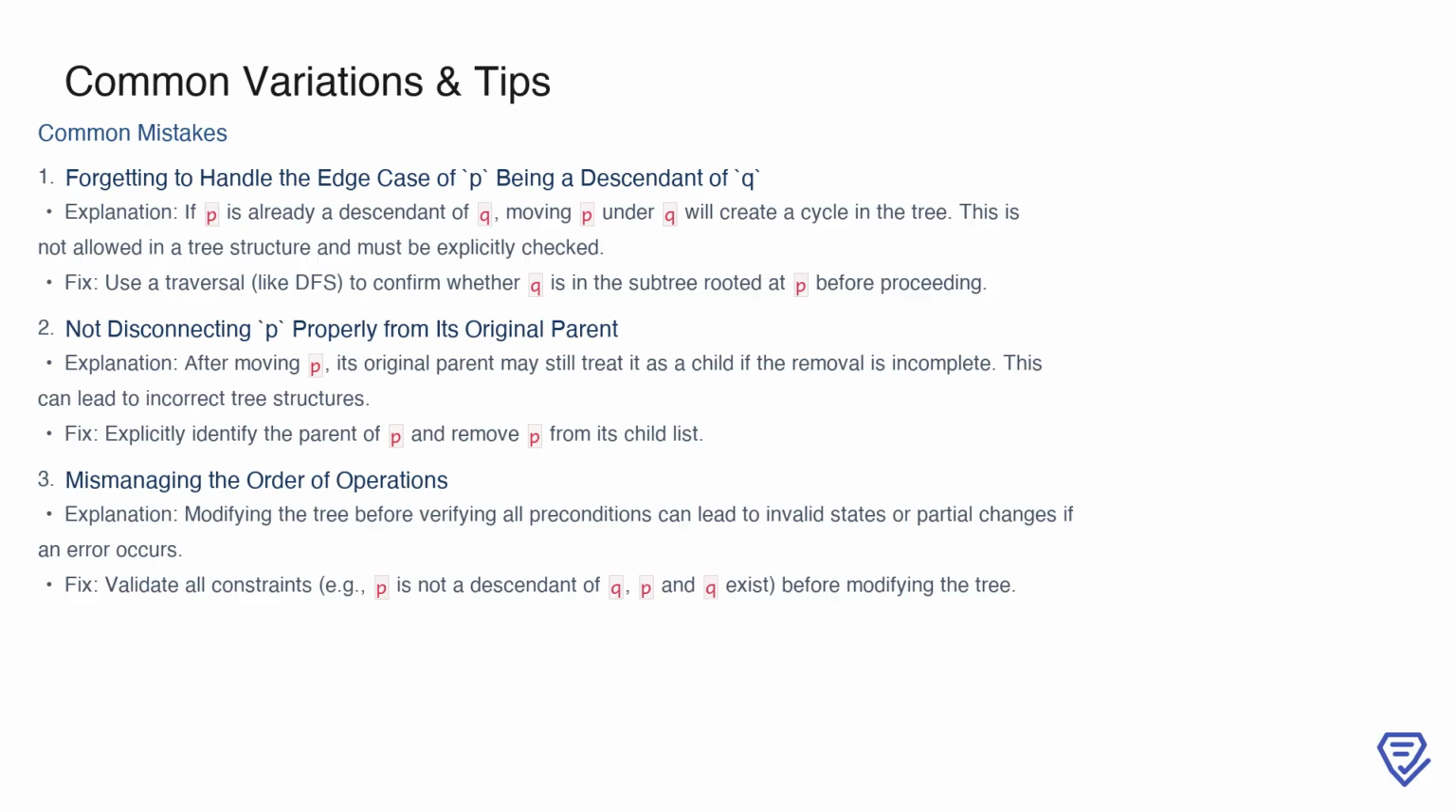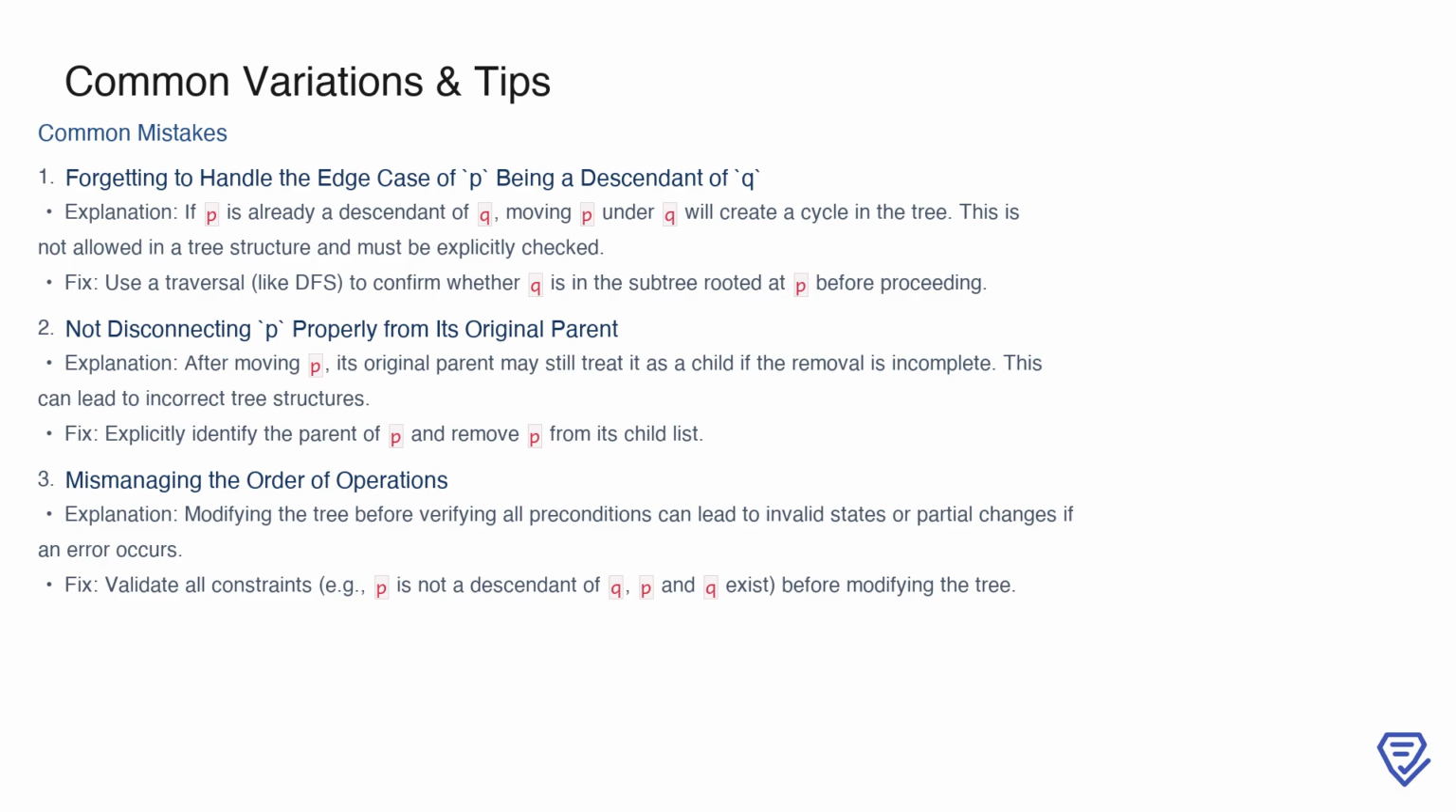Next, it's essential to properly disconnect p from its original parent. If this step is incomplete, the original parent may still treat p as a child, leading to a corrupted tree structure. To fix this, ensure you explicitly identify p's parent and remove p from its child list.